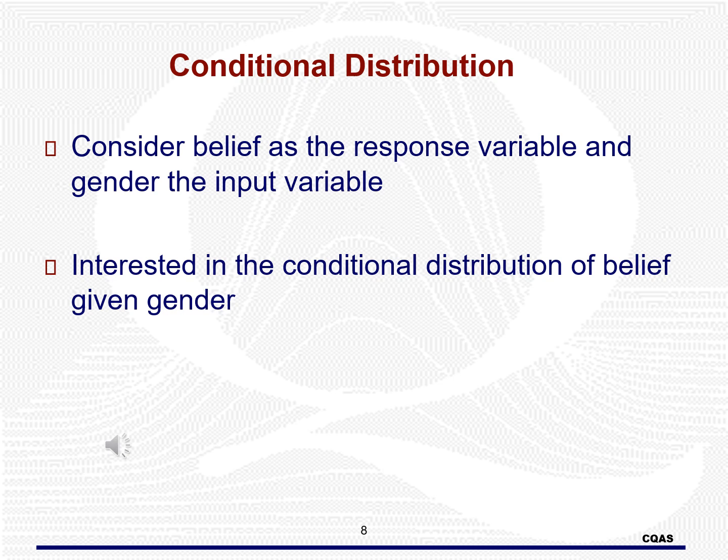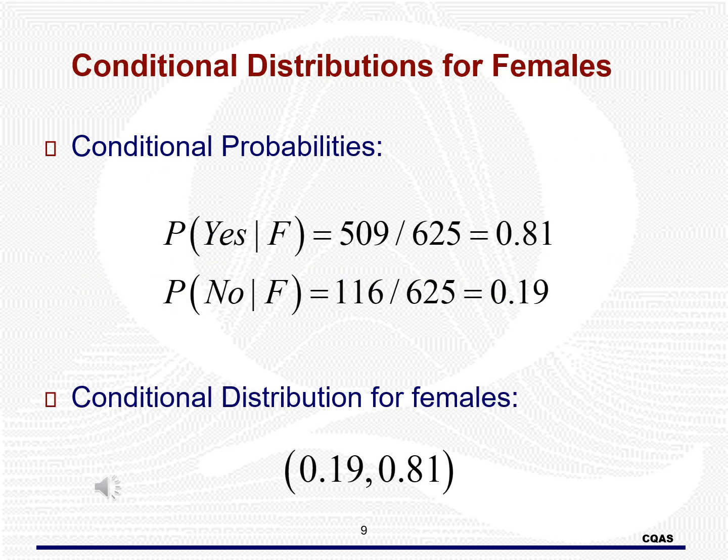Let's first create this distribution for females. Based on the data, we will find the conditional probability for a yes given that the person was female by dividing the total number of females that answered yes by the total number of females polled. We will do the same thing to get the probability for a no given that the person was female, except the numerator becomes the number of females that said no. Notice that the sum of the numerators is equal to the denominator. The conditional distribution is given in the slide.